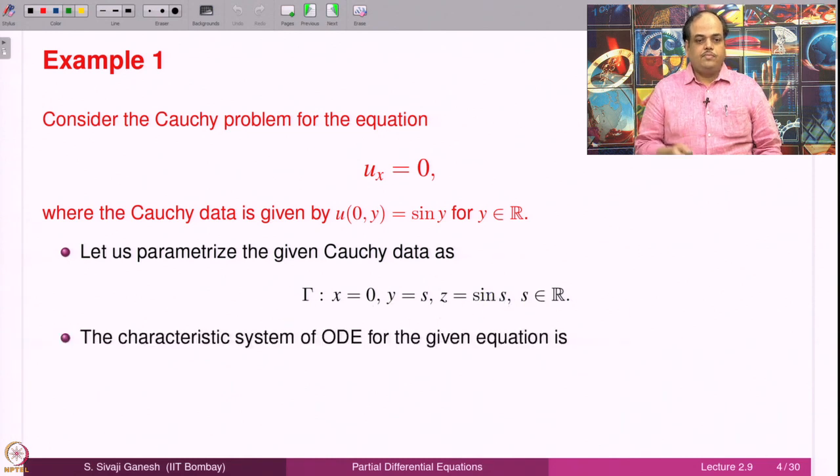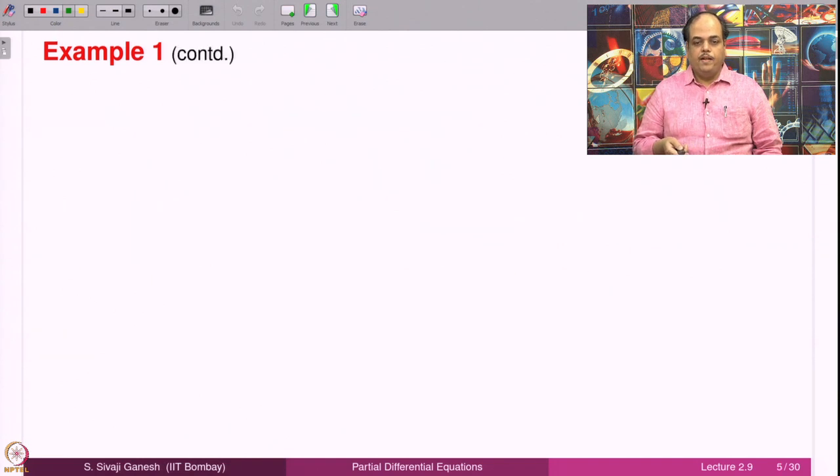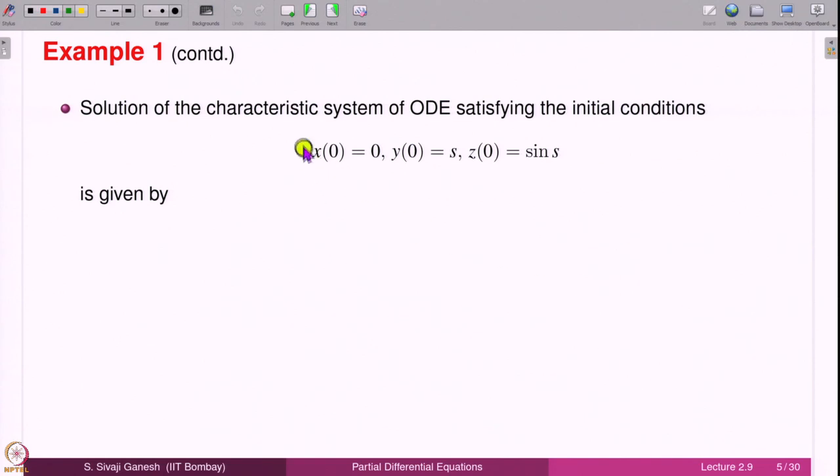Then we need to look at the characteristic system of ODE for the given equation. Recall dx by dt equal to a, in this example a is 1, b and c are 0. So, dy by dt equal to b, which is 0, dz by dt equal to c, which is 0. So, this is the characteristic system of ODE associated to this equation. Now, we need to solve this system of ODEs with initial condition, so that at t equal to 0, you are at a point on gamma. So, x(0) equal to 0, y(0) is s, z(0) equal to sin s, because (0, s, sin s) is an arbitrary point on gamma, the datum curve.